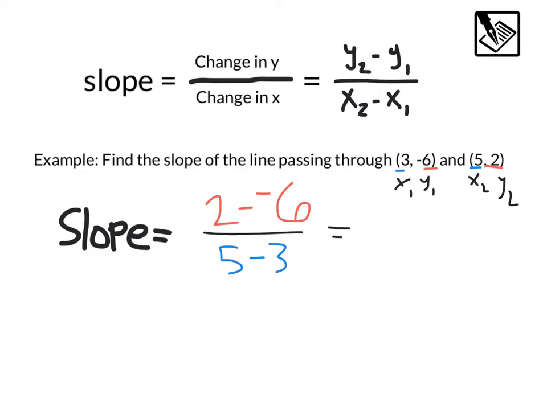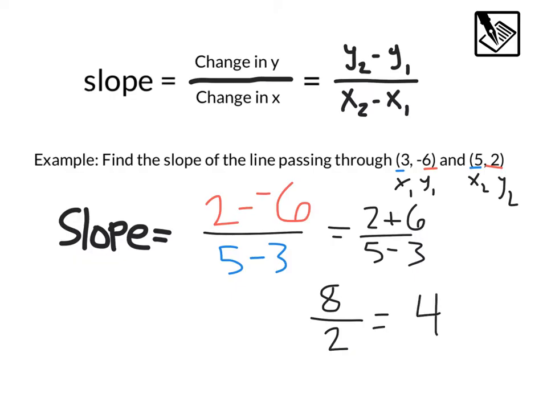This equation is going to simplify to 2 plus 6, because we're subtracting a negative, over 5 minus 3, giving us a final slope of 2 plus 6, which is 8, over 5 minus 3, which is 2. And then, of course, we can reduce that. 8 divided by 2 is 4, and that is the slope going between these 2 points.